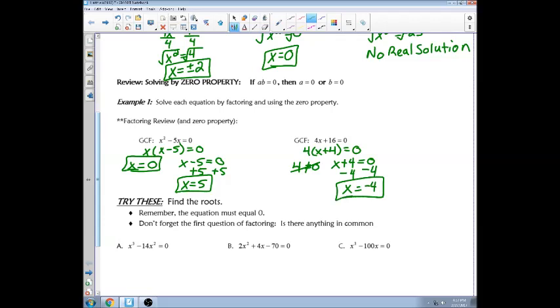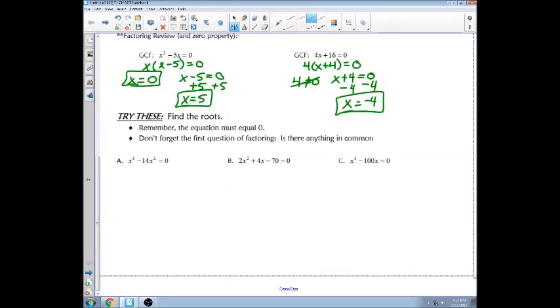All right, try these. Find the roots. Remember, the equation must equal 0. Don't forget the first question of factoring is there anything in common? So the first problem, we have x to the third minus 14x squared is equal to 0. We already have it set equal to 0, so we can go ahead and try to factor.